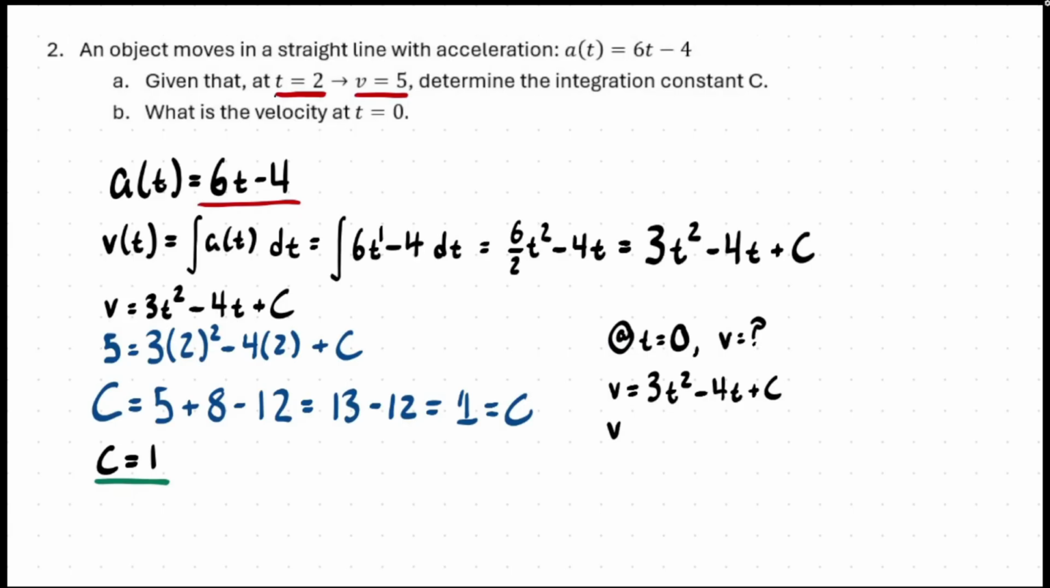So v equals 3. We know t is 0, so there's going to be a 0 there, squared, minus 4 times 0 as t, plus our integration constant, which we just solved to be 1. So a 1 here. And then this all evaluates to just v being equal to 1 at time equal to 0. So that's our other answer for part B.